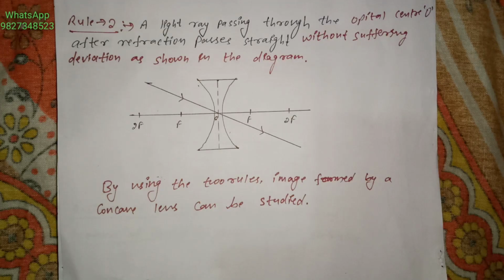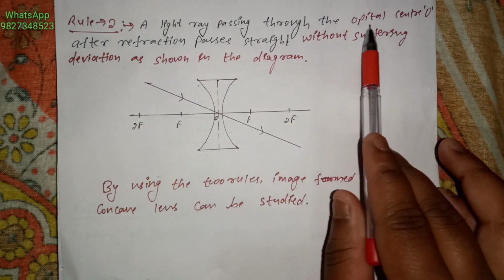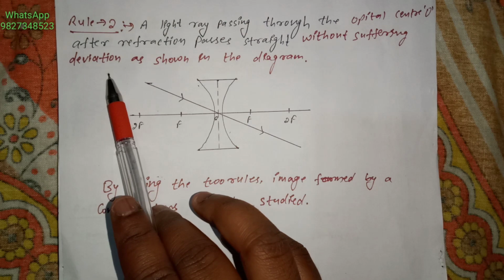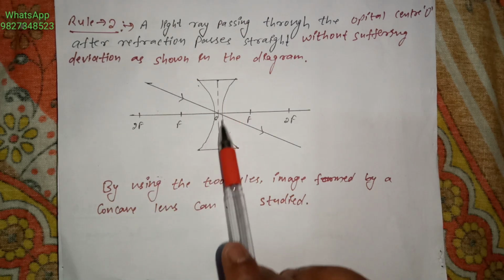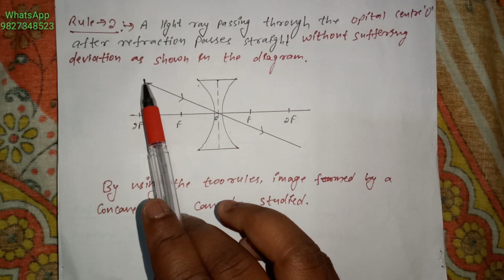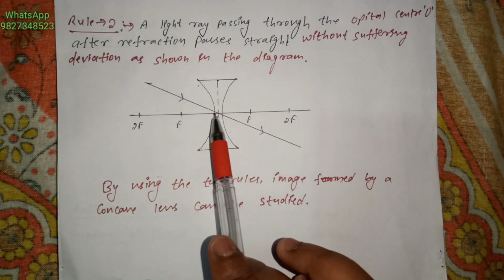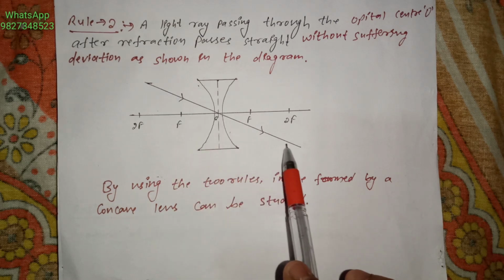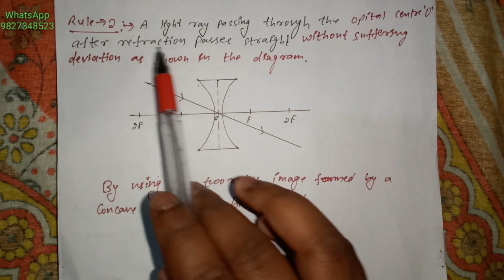Similarly, the second rule says that a light ray passing through the optical center O after refraction passes straight without suffering deviation. Let us consider a concave lens like this. This is the principal axis. Now, if the ray of light comes from infinity and strikes the lens at the optical center, then it passes without suffering any deviation. This is the second rule.